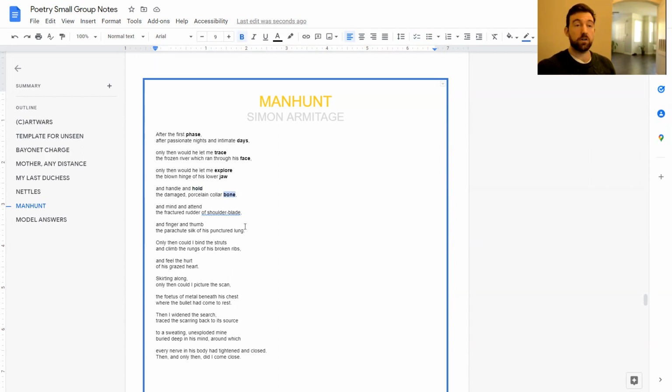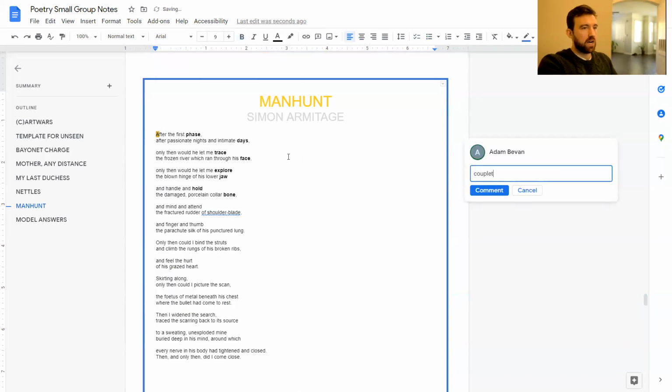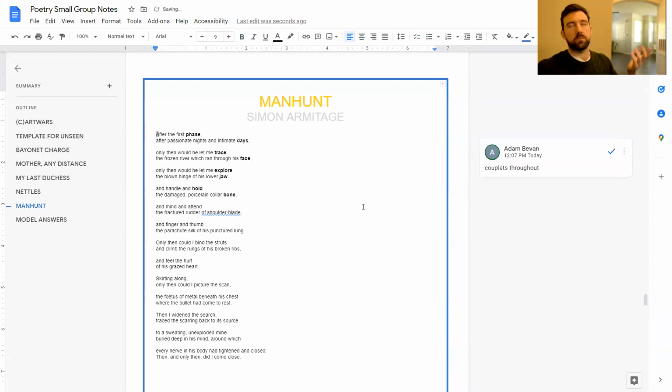They don't even half rhyme, right? So there's something interesting happening with the rhyme here. Straight away, I noticed that. Structurally, I see that the poem is clearly written in couplets. So I'm just going to make a quick note of that. Couplets throughout. Now, I'm not sure why that is just yet. Well, I mean, I do know why, but assuming it's an unseen poem, we don't know why just yet.